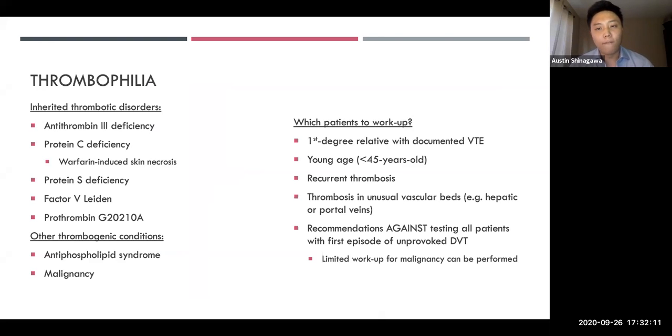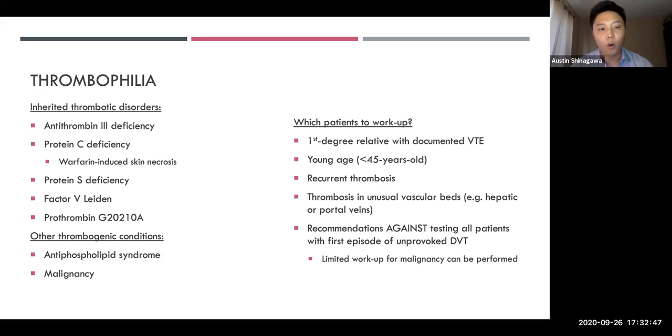Which patients do you work up for these? Well, you don't actually want to work up all patients with unprovoked DVT. Good patients to work up that there's an actual benefit are first-degree relatives with documented venous thromboembolic disease, patients at a young age who are less than 45 years old, patients with recurrent thrombosis, if they have a thrombosis in an unusual vascular bed, such as hepatic or portal veins. And then you can also do a limited workup for malignancy in a patient presenting with a first-time unprovoked DVT.